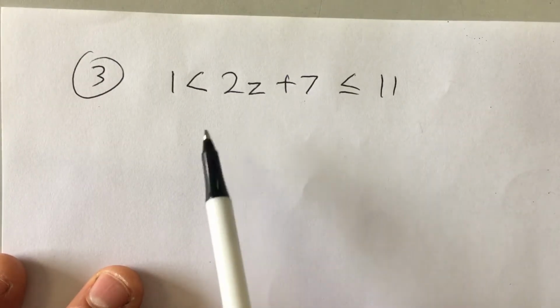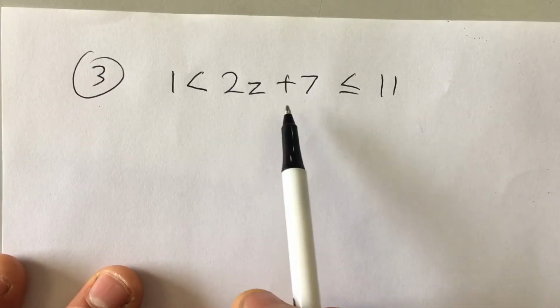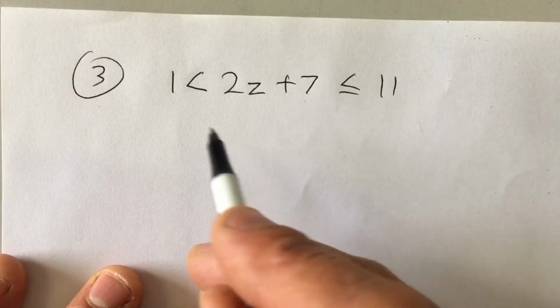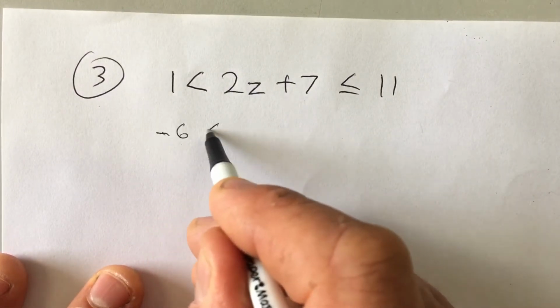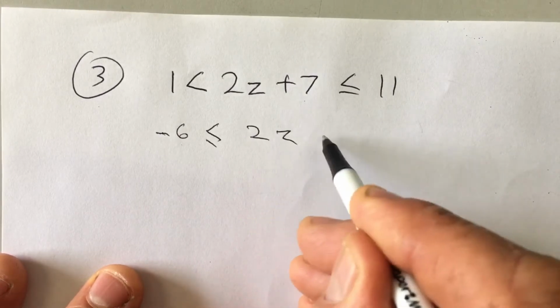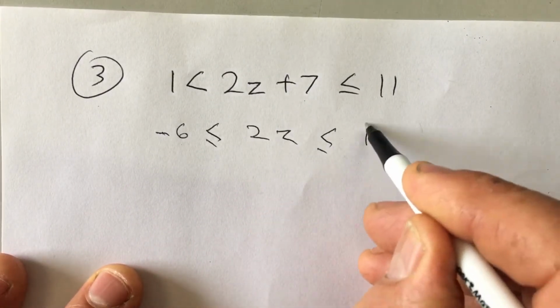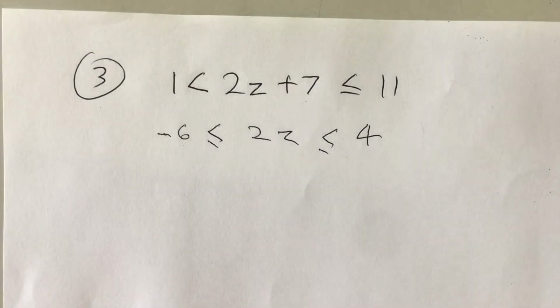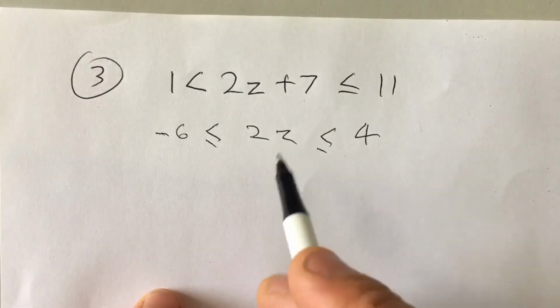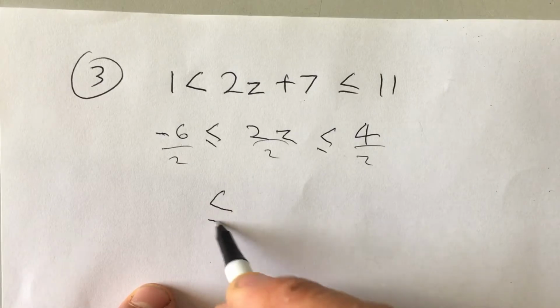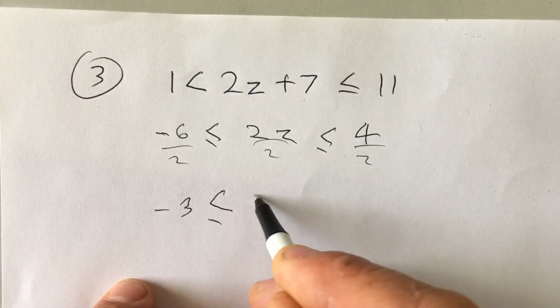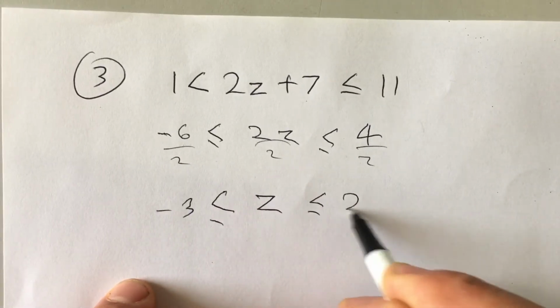It's the same idea. You leave these where they are and just follow operations. So I'm going to take away 7 from both sides, from all 3 sides I should say. So you get minus 6 less than or equal to 2z less than or equal to 4 when I take away 7. And then I'm going to divide by 2 to get rid of the 2 in front of the z. So it's minus 3 less than or equal to z less than or equal to 2.